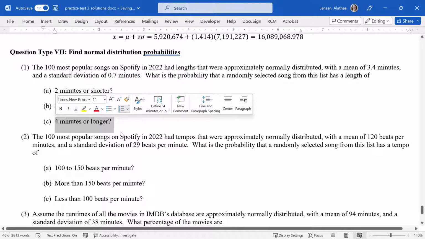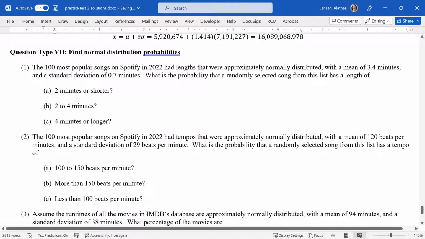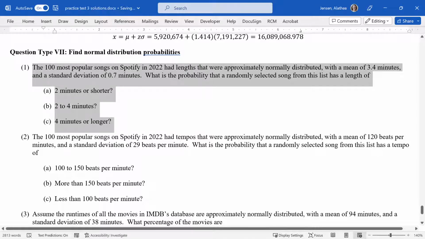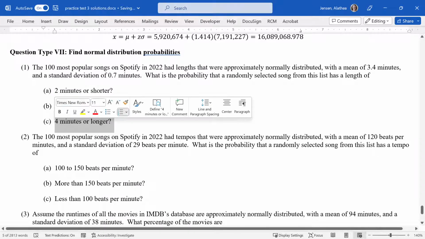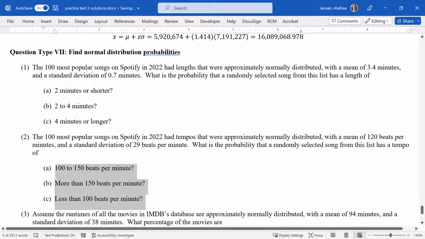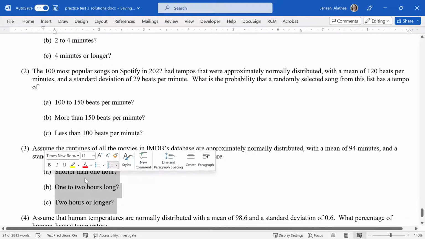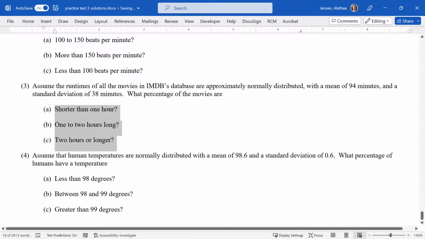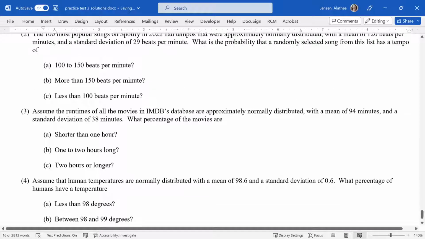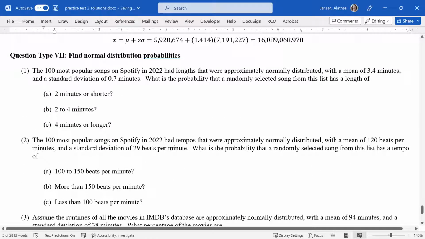So all these questions in this section and also on the test are basically going to split all possible song lengths into 3 different ways that they could be. It'll be something or shorter, something to something, and then something or longer. I mean, they're not all song lengths. This one is beats per minute, this one is run times, but they all follow the same pattern: less than something, between something and something, greater than something. Okay, so what you need to do first of all is find the z-score for the 2 numbers.